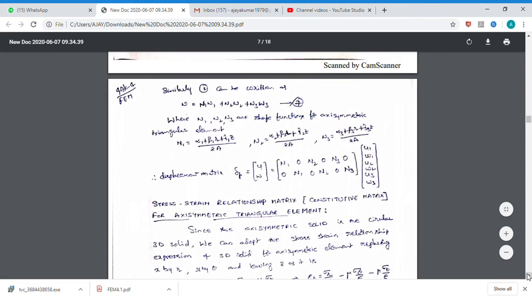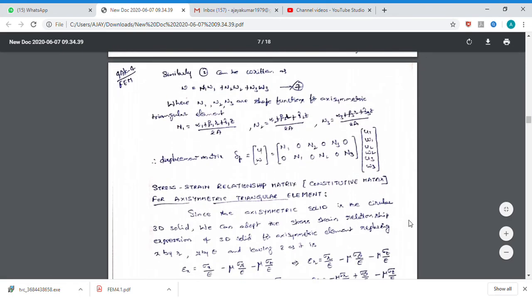If you write it in a suitable matrix form, the displacement matrix delta P is equal to [U W] equals [N1 0, N1 0, N2 0, 0 N1 0 N2 0 N3] into [U1 W1 U2 W2 U3 W3]. Okay, this is a simplified matrix form of the displacement matrix. These are all the shape functions. Now I will move to the next topic.